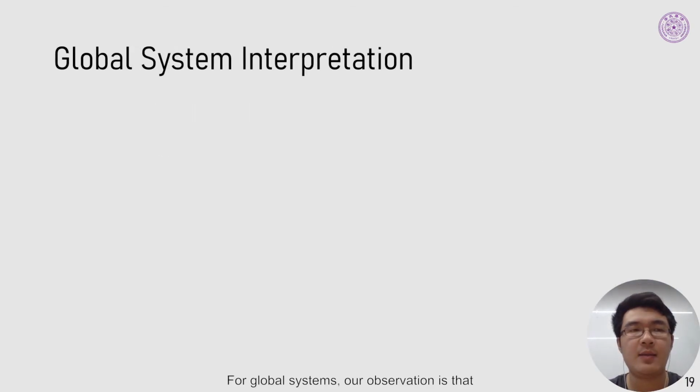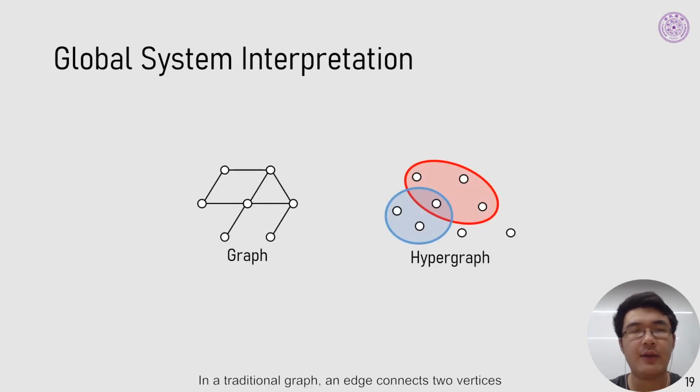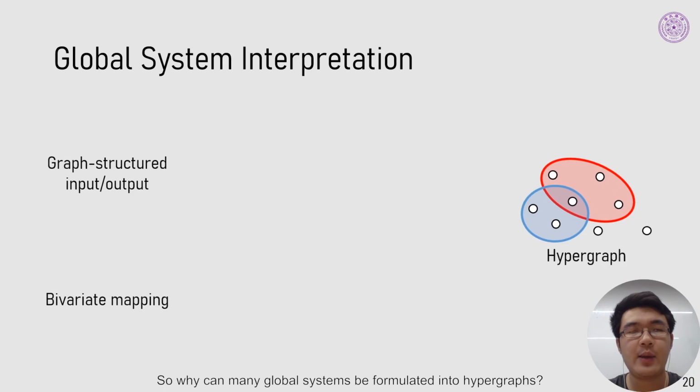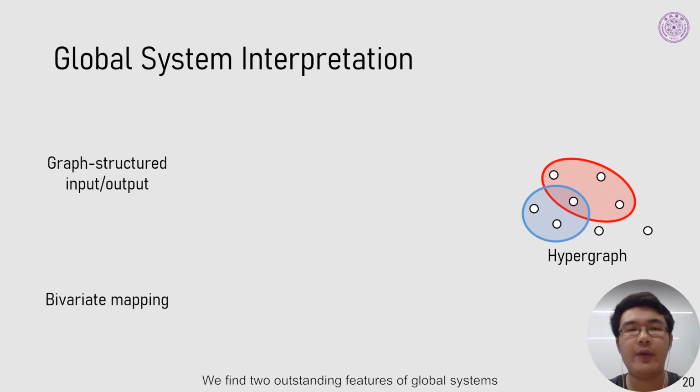For global systems, our observation is that we can formulate many of them with hypergraphs. So what's a hypergraph? In the traditional graph, an edge connects two vertices. And in a hypergraph, a hyperedge can cover multiple vertices. So why can many global systems be formulated into hypergraphs? We find two outstanding features of global systems: the graph structured inputs or outputs, and the bivariate mapping.